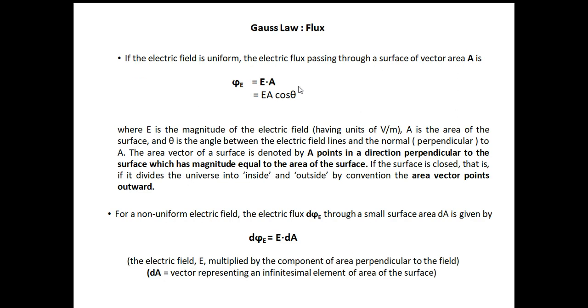So again, I will speak a little bit more on this flux. A little mathematics will be involved. If the electric field is uniform, the electric flux passing through a surface of vector area A is, now I will spend some time on what this A vector is, Phi E is given as E dot A. Both of them are vectors, so it will be EA cos theta.